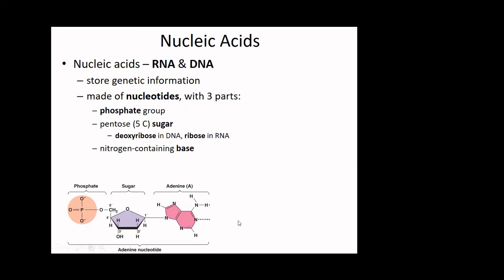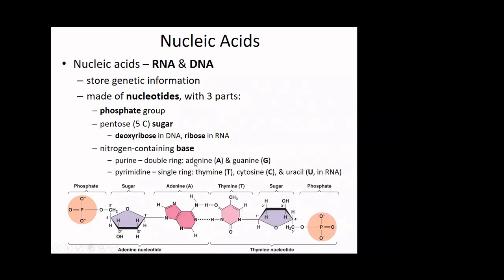And then you have your nitrogen-containing bases, A, T, C, or G. A is adenine, G is guanine, T is thymine, and C is cytosine. If you have RNA, instead of T, you have U for uracil. Those are really the only differences.